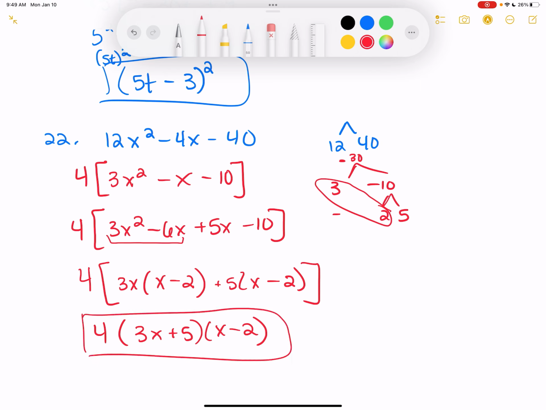If you go back and check it, FOIL, and then multiply everything by 4, and you'll get back to 12x squared minus 4x minus 40. So you don't actually have to multiply the 4 by those. You just leave it out front. You want this as simple as possible. This is as simple as you can get.